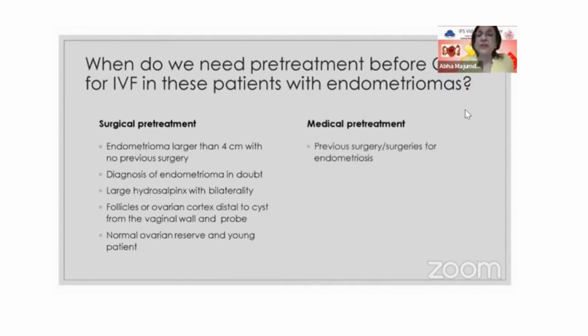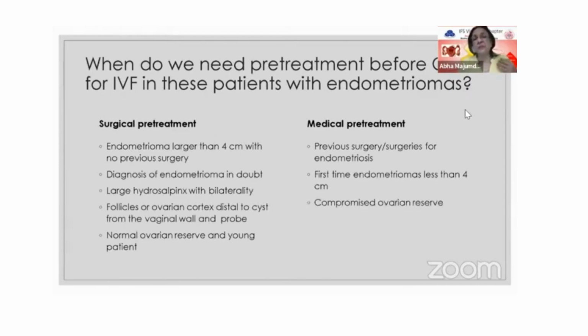What is the medical treatment? When do we prefer medical treatment? One is she's already had a previous surgery or surgeries for endometriosis. We would never want to again go for another surgery, even if the endometrioma is big, because the diagnosis has been established in the previous surgery. First time endometriomas, less than 4 centimeter, medical pre-treatment is so much better.